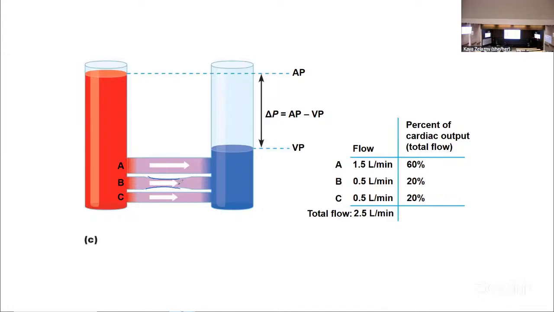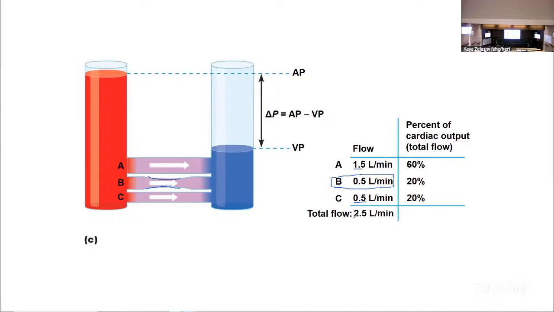So we now have a smaller radius and we have higher resistance, okay? So we can see the immediate effect on B, right? So the flow to B has dropped down, okay? Flow to C has remained the same. Flow to A has remained the same, okay? So this is one effect that we see here, right?